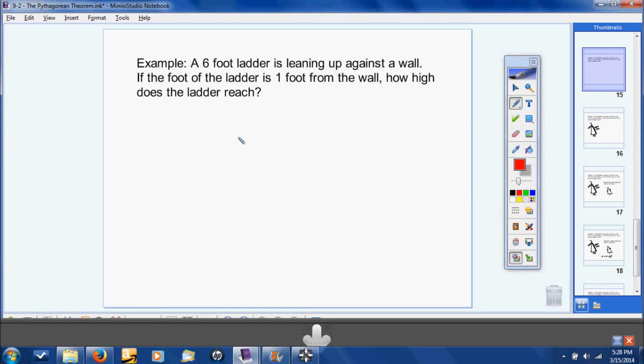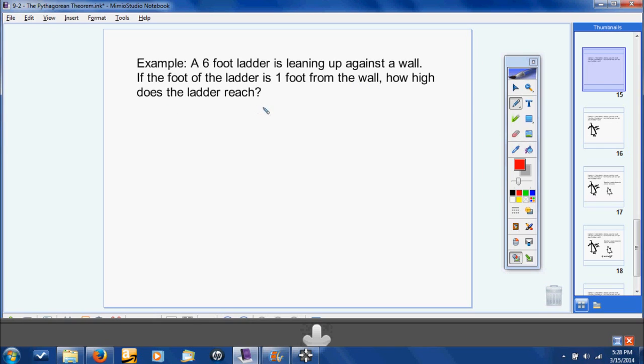Word problems. Word problems can be solved using the Pythagorean theorem. So let's take a look at here. You have a 6-foot ladder, but that doesn't mean that you can always climb to 6 feet high. That 6-foot ladder may not reach as far on the wall as 6 feet. The 6-foot ladder is leaning against a wall. If the foot of the ladder is 1 foot from the wall, how high does the ladder reach?